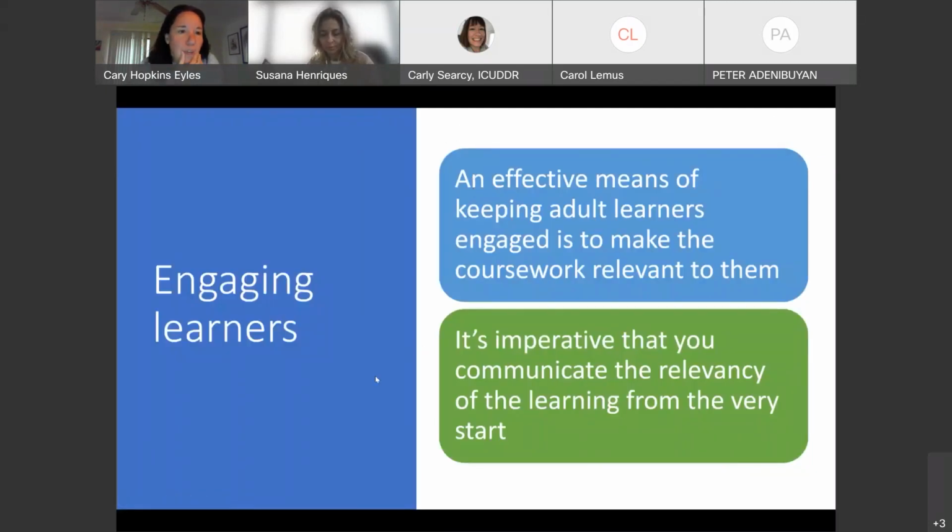So with relevancy, it's a really good way to engage learners. And so when you make the coursework relevant to them, like today, we're saying we want you to leave with some specific things you can do in your work. And so it's really important that you communicate the relevancy of learning from the very start of whatever you're teaching.